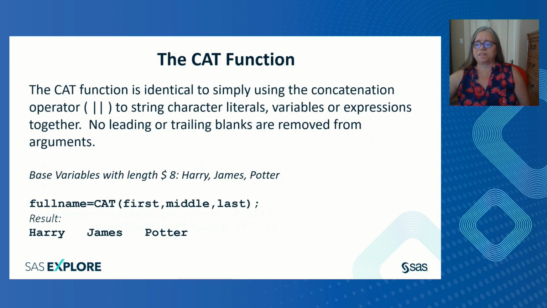The CAT function is identical to simply using the concatenation operator, the double bars, to string literals, variables, and expressions together. No leading or trailing blanks are removed from arguments. As with many character functions, the default result for CAT functions has a length of character 200. Always set your variable lengths in accordance with what you want. For the CATX and CATQ functions, make sure to leave enough room for delimiters and quotation marks.